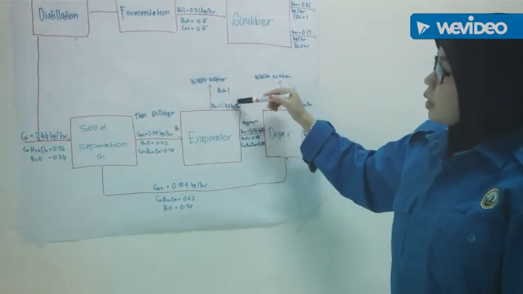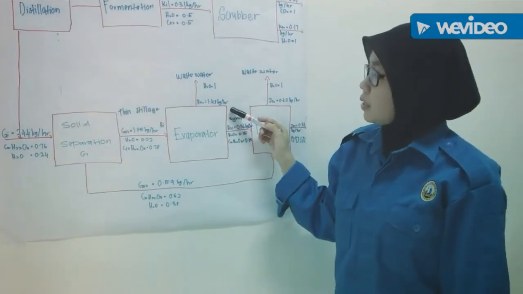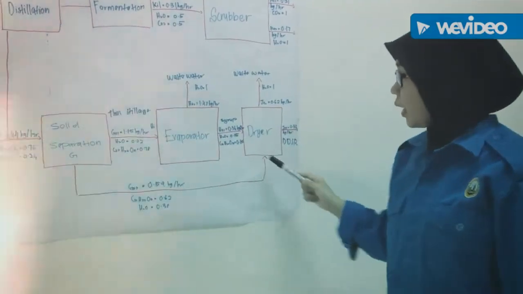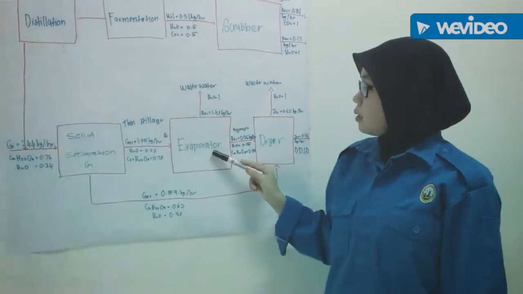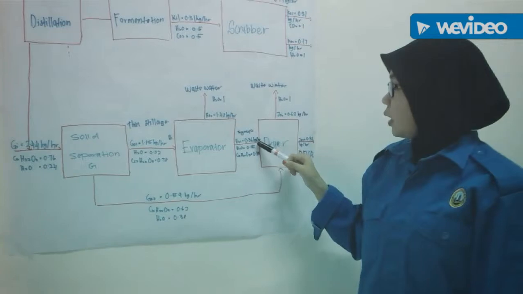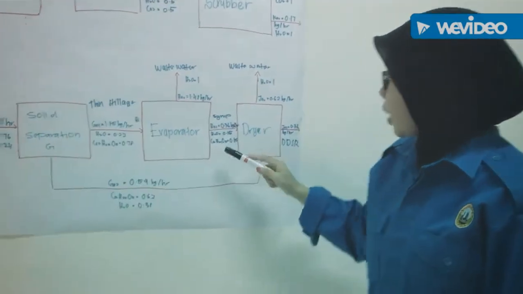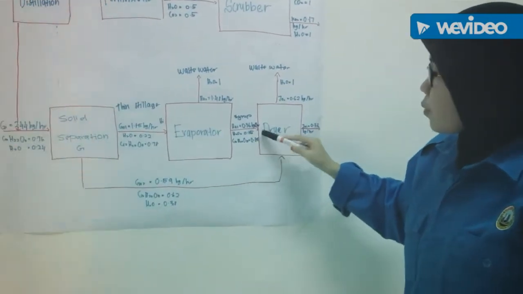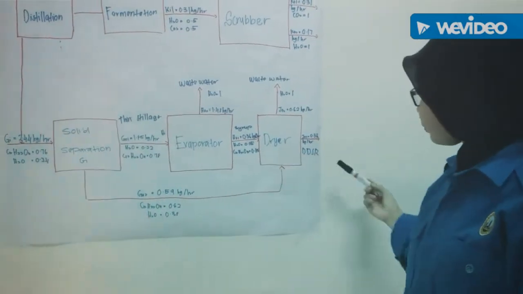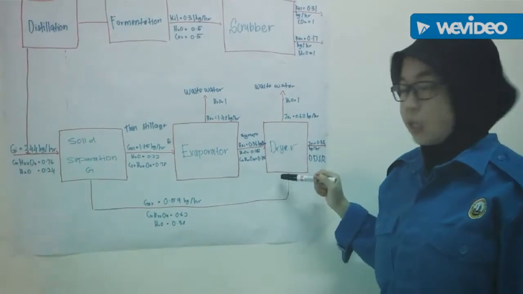For wastewater, we only have H2O only, and the total of mole fraction is 1. Then the mass flow rate is 1.48 kg per hour. And then for the syrup, from the evaporator, the syrup will transfer to the dryer. It has the mass flow rate 0.36 kg per hour, and H2O 0.15, then sucrose 0.85.